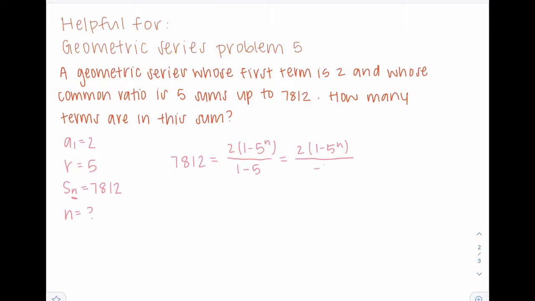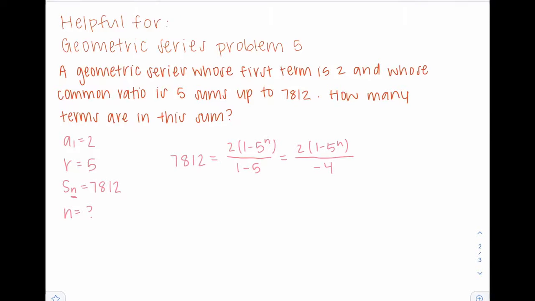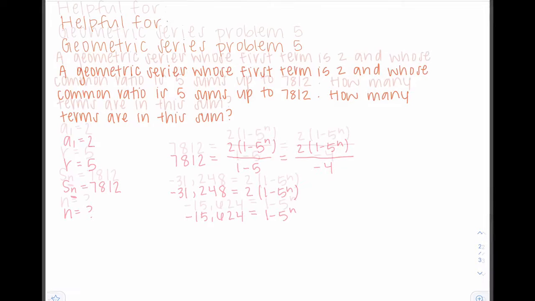1 minus 5 is negative 4. So if we multiply our sum by negative 4, we're going to get negative 31,248. And that's equal to 2 times 1 minus 5 to the nth power. From there we can divide by 2. We're going to get negative 15,624 is equal to 1 minus 5 to the n.